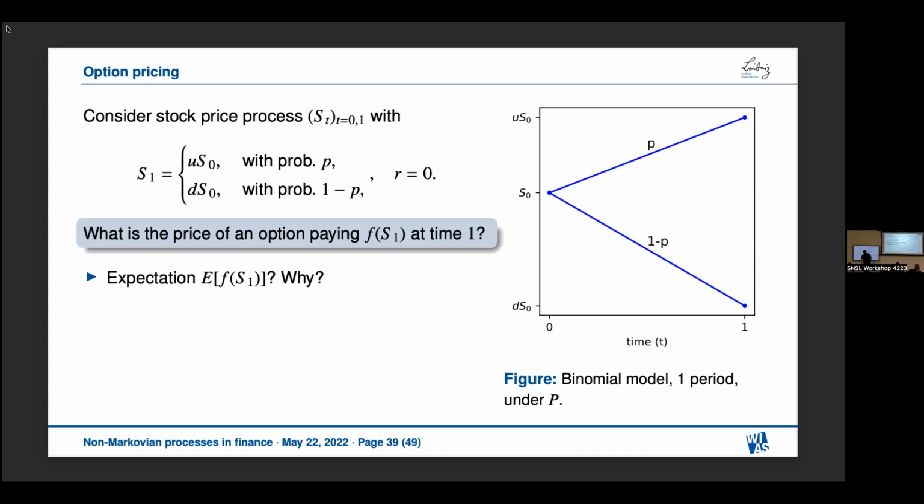So I'm going to take a position in the bank account and another position in the stock. And I'm going to choose these two in such a way that at time one, the value of that portfolio is equal to the option value. So what is the value of the bank position? It's phi zero times e to the r.